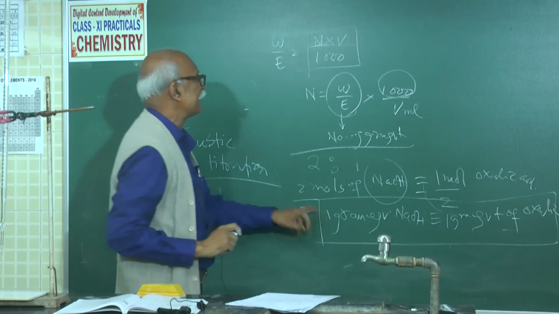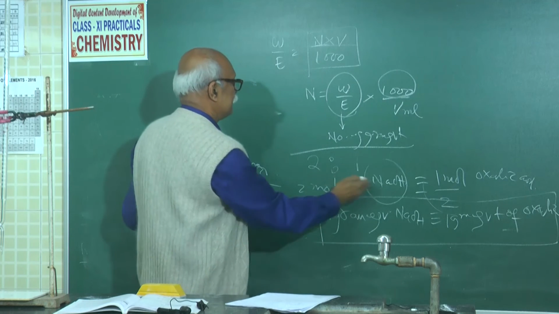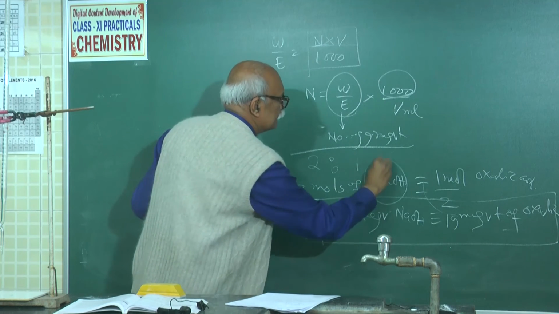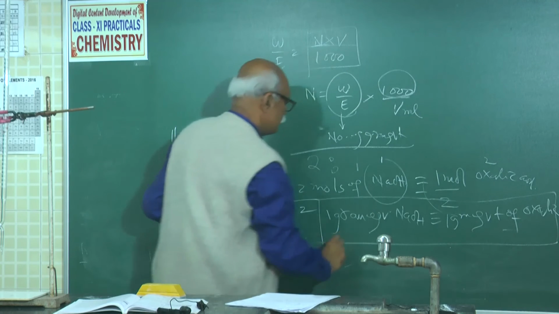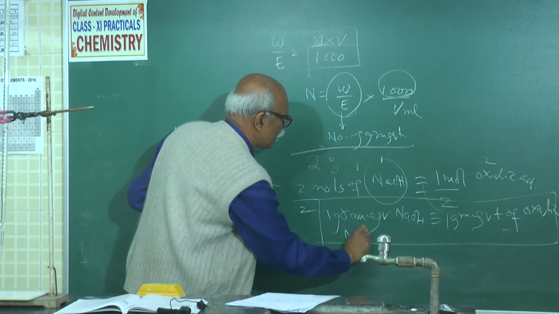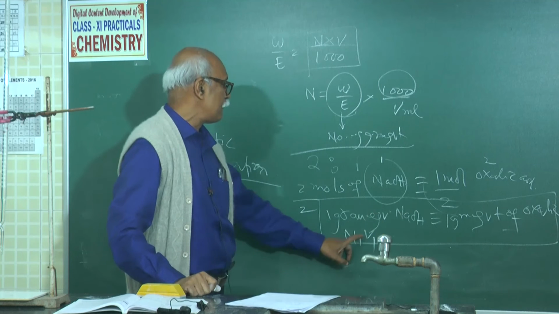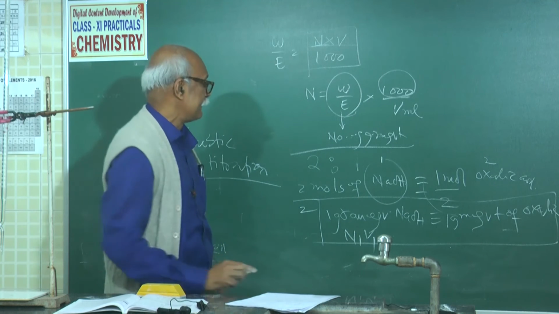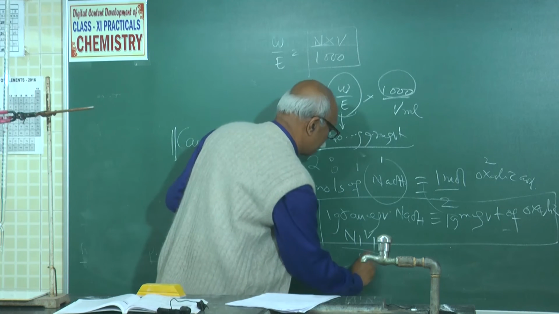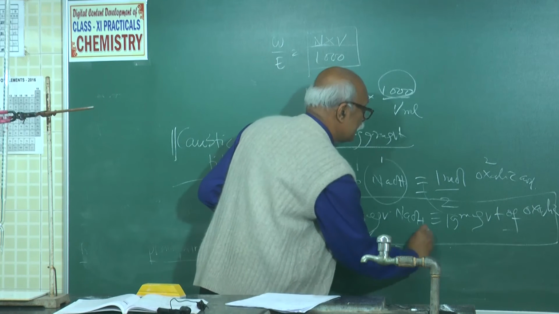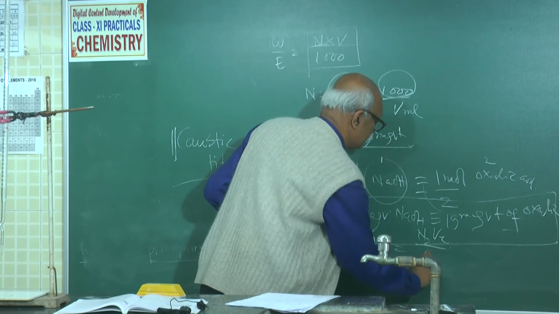So you put it here, say alkali as 1, and oxalic acid as 2. So normality N1 and volume V1: N1 means normality of sodium hydroxide, V1 means volume of sodium hydroxide. So N1 V1 by 1000 is equal to N2 V2 by 1000.